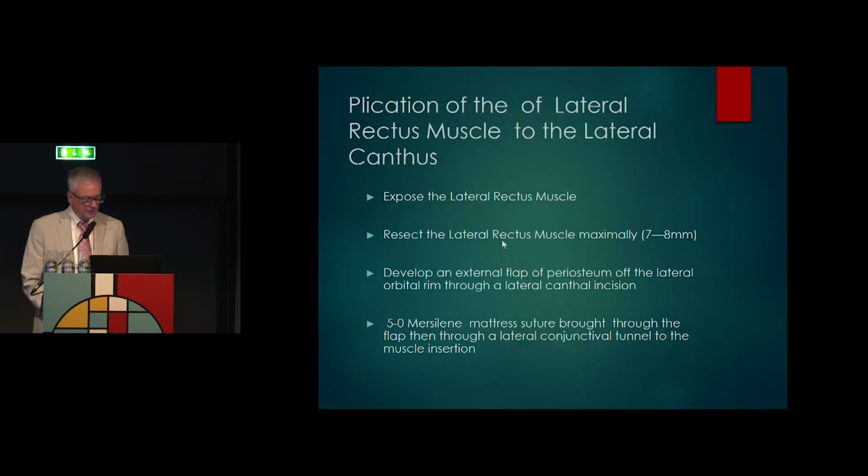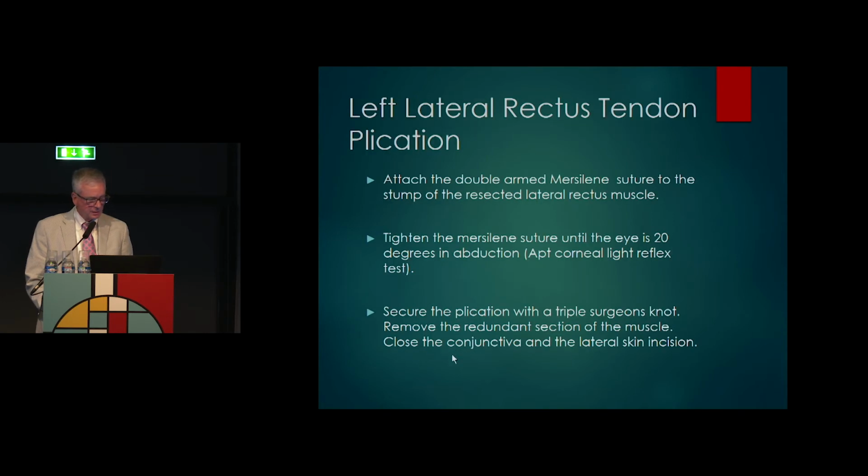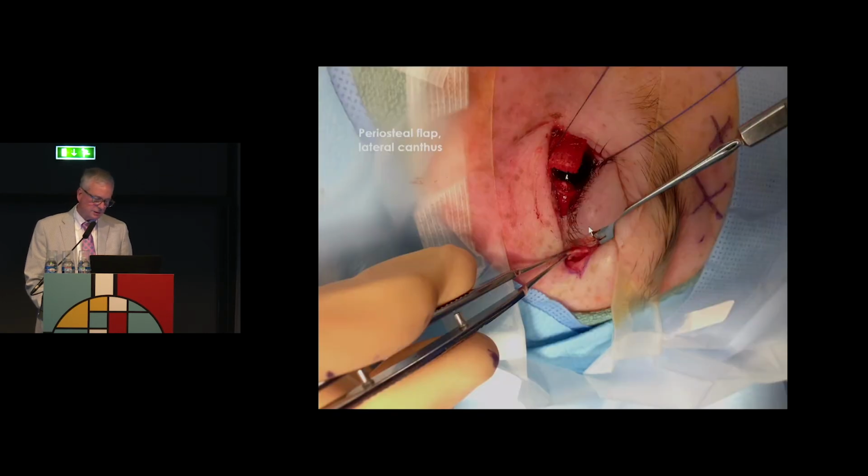Now, the approach we use is plication of the lateral rectus muscle to the lateral canthus. We resect the lateral rectus muscle, realizing now this is the fourth muscle on her eye, but we did it completely. And then we develop an external flap of periosteum off the lateral orbital rim and use a 5-0 double-arm Prolene suture. And you can see the incision here of the skin.